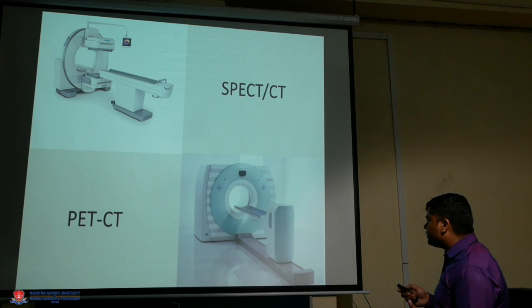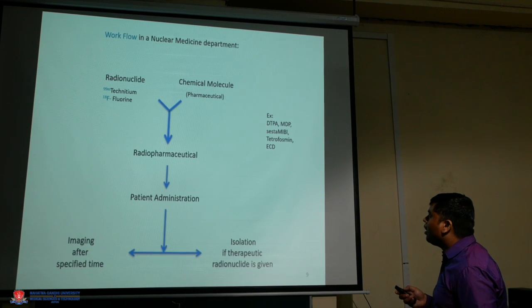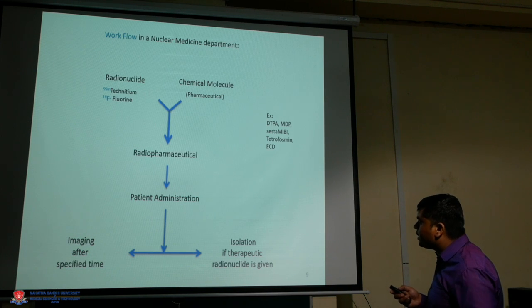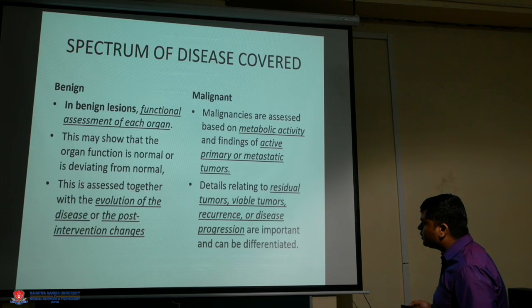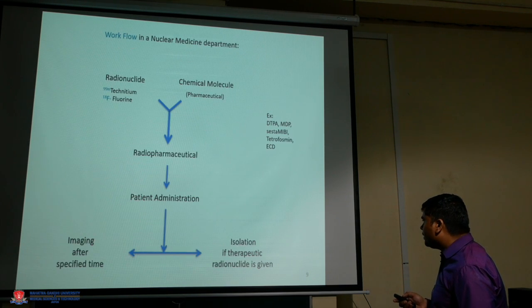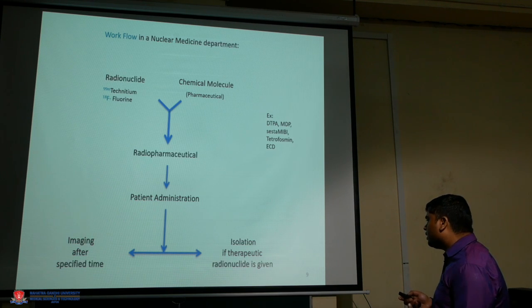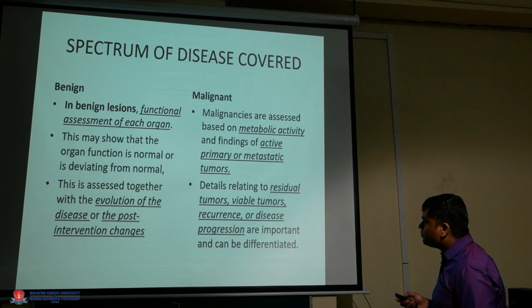These are the PET-CT and SPECT-CT systems at our site. How is the workflow in the nuclear medicine department? We generate the radionuclide at our site as well as from the cyclotron at the production site, and we tag the radionuclide with the pharmaceutical, preparing the radiopharmaceuticals. We inject the radiopharmaceutical into the patients, and after a specific period of time, we get the images for diagnostic purposes. For therapeutic purposes, we follow the same protocol. The spectrum of disease covered in nuclear medicine includes benign as well as malignant diseases.